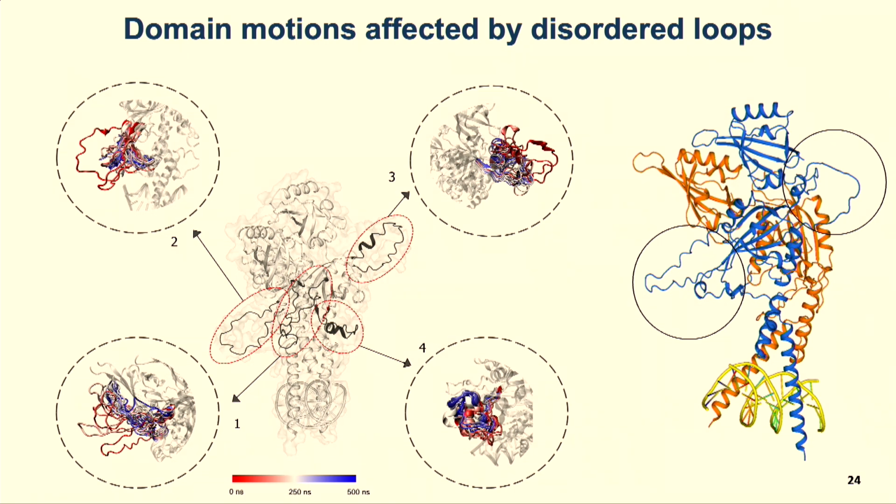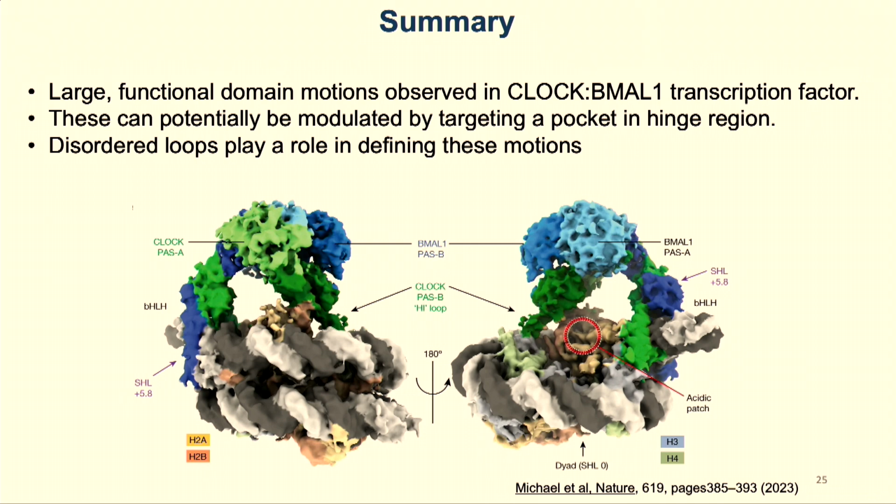All right. So as I said, this is still ongoing work. We are still analyzing these trajectories more. He's also trying to understand if there are certain phosphorylation sites here and they are known to affect the repression. So we are trying to understand how that happens. So there are large functional domain motions observed in the CLOCK-BMAL1 transcription factor. Large, you understand, you have already seen about 15. Why is it functional? Why am I calling it functional?